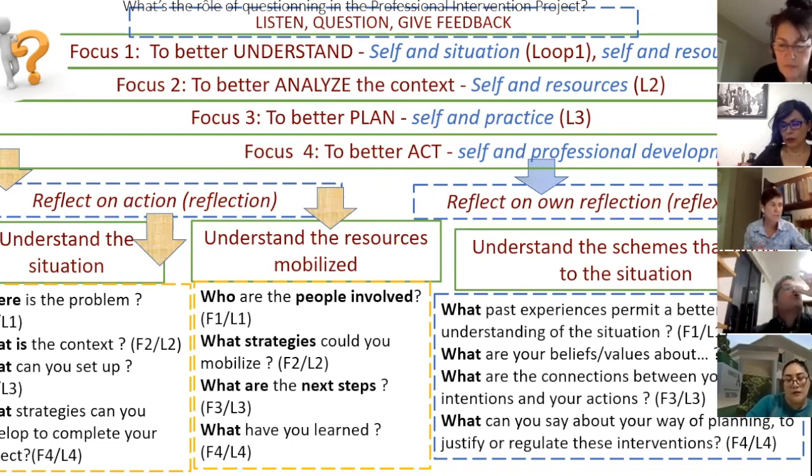So if we want to understand the situation, in loop 1, when we want to better understand, we can ask questions like, where is the problem? But if I want to reflect on their own reflection, I can ask people what strategies they can develop to complete their project. I'm not going to read all the questions that are on the board right now, but what I want to show you is that depending on the question we are asking, we'll go from reflection to reflexivity. We can go from one loop to another, and the PIP is the real situation that I'm living, and I'll be answering the questions that are being asked to me.